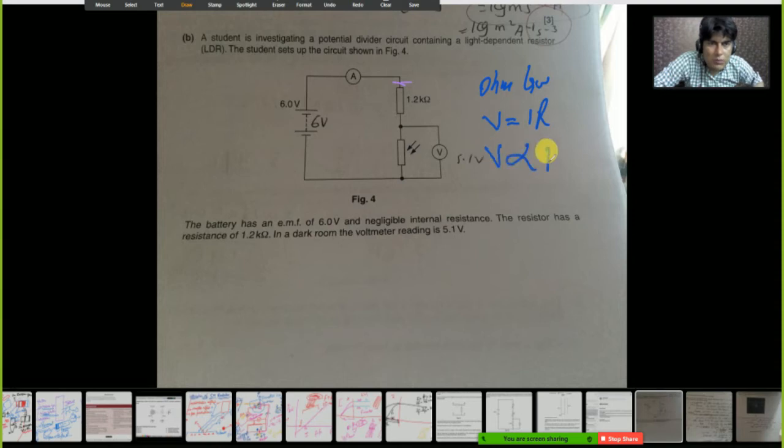So voltage is directly proportional to resistance. If this resistor is high, then high voltage will drop across this resistor. If both resistors are the same, then equal voltage will drop across the two resistors. If this is also 1.2 kilo ohm, then 3 volt will drop across this and 3 volt will drop across this resistor. But in the question, in the dark the resistor is 1.2 kilo ohm, which is equal to this. Then the voltmeter reading is 5.1 volt.